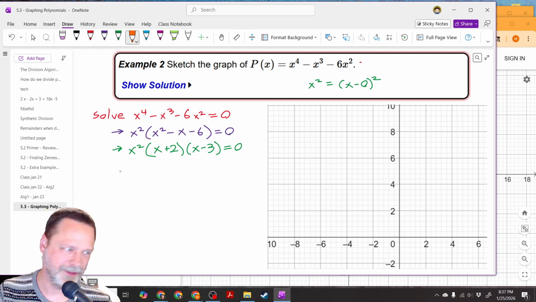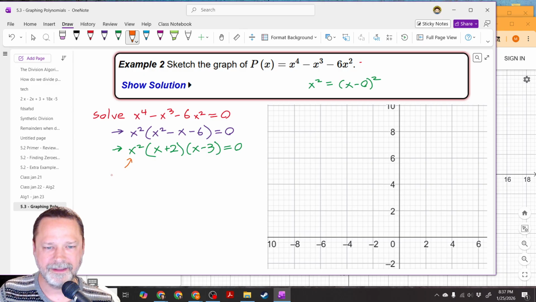Now I know where my zeros are. Okay, so here we got a 0 at x equals 0 with multiplicity 2, because we've got it squared there.